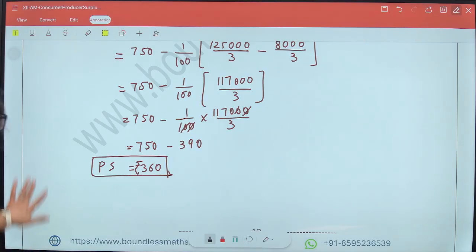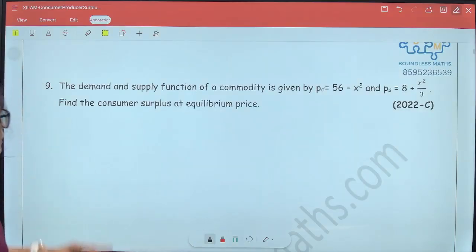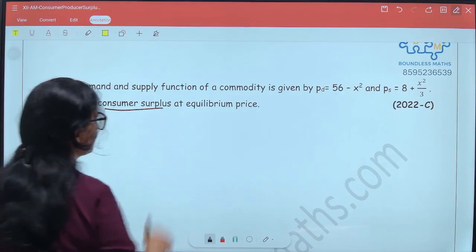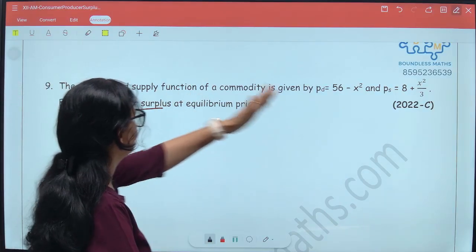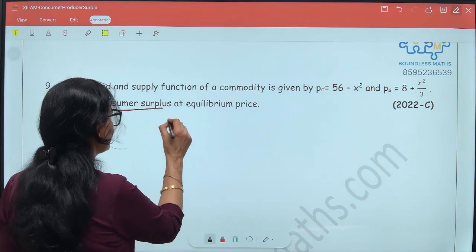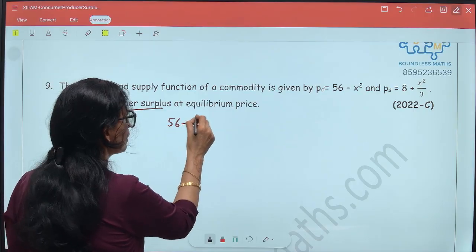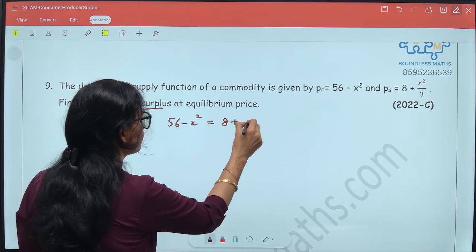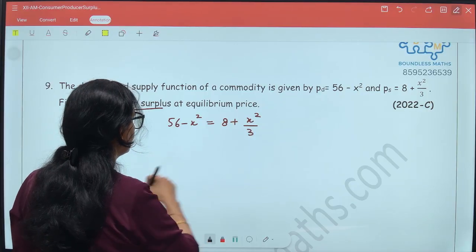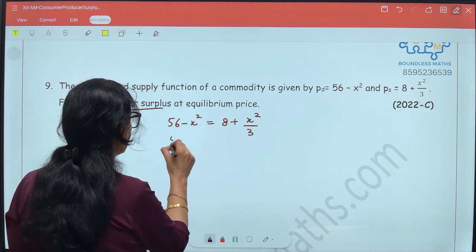Okay, so let's move to the next question. The demand and supply function of a commodity are given to you. Find the consumer surplus at equilibrium price. Again, we need consumer surplus. Before that, we need x naught, p naught, and at equilibrium, the demand is equal to supply. So let's equate them. 56 minus x square is equal to 8 plus x square by 3. Let's solve these two first.